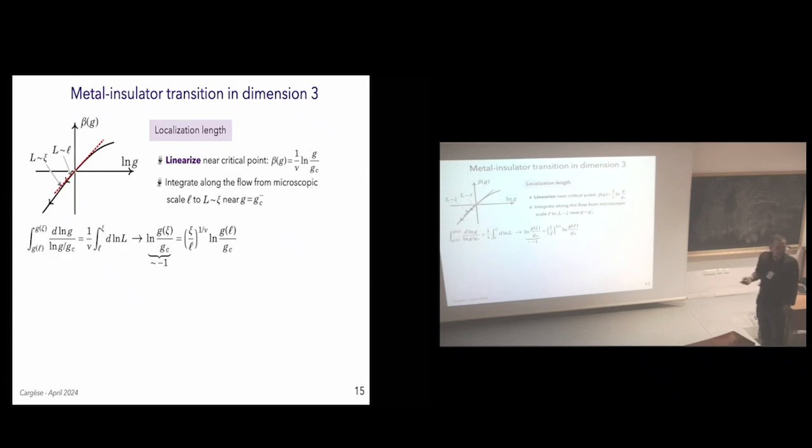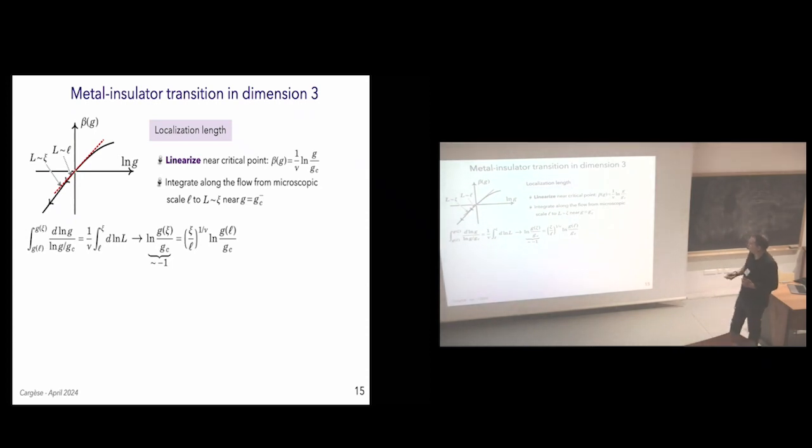Very much like we did in 2D, in 3D we can also integrate the beta function to compute the localization length. Here I'm doing this a little bit fast, but the principle is simple. Again, you start from the vicinity of the critical point at a microscopic scale, and you integrate along the flow up to an intermediate scale at the localization length. To approximate the beta function in this region, you just linearize it in the vicinity of the phase transition. You replace it by its tangent.